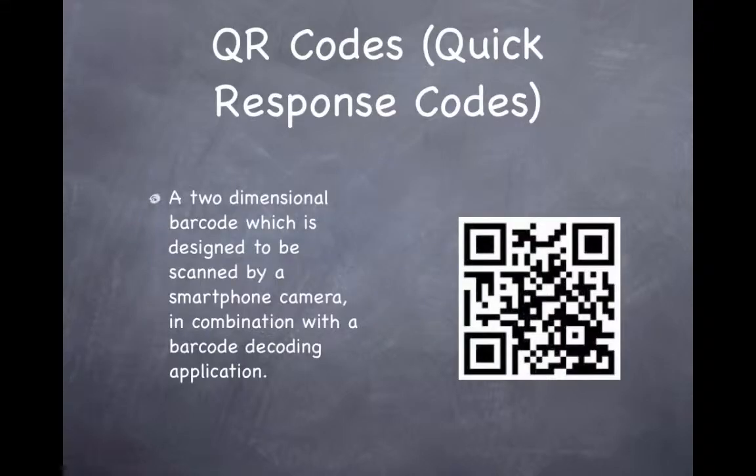QR codes are quick response codes, a two-dimensional barcode designed to be scanned with a smartphone camera in combination with a barcode decoding application.